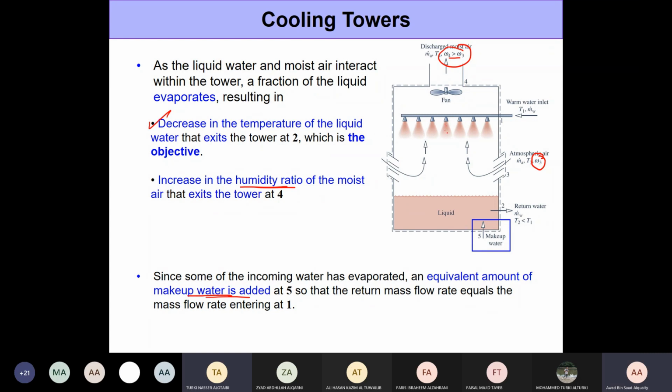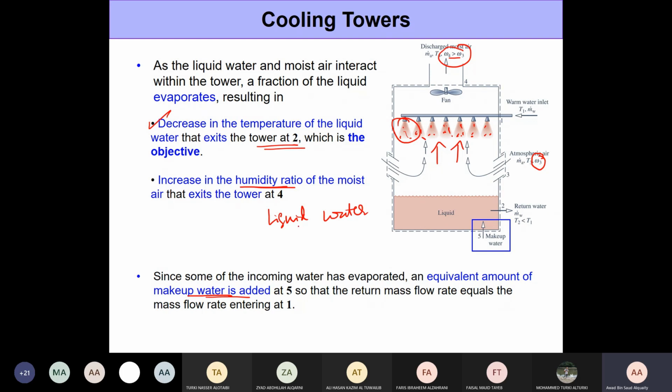Okay, excellent. So we are actually spraying the liquid water here just to increase the interaction between the water and the air. The air is going up, the water is coming down. We want the surface area of interaction to increase. We want it to interact as much as possible. Now, the key reason for the temperature of the water to decrease is because some part of the liquid water will get evaporated as it comes in contact with the air.